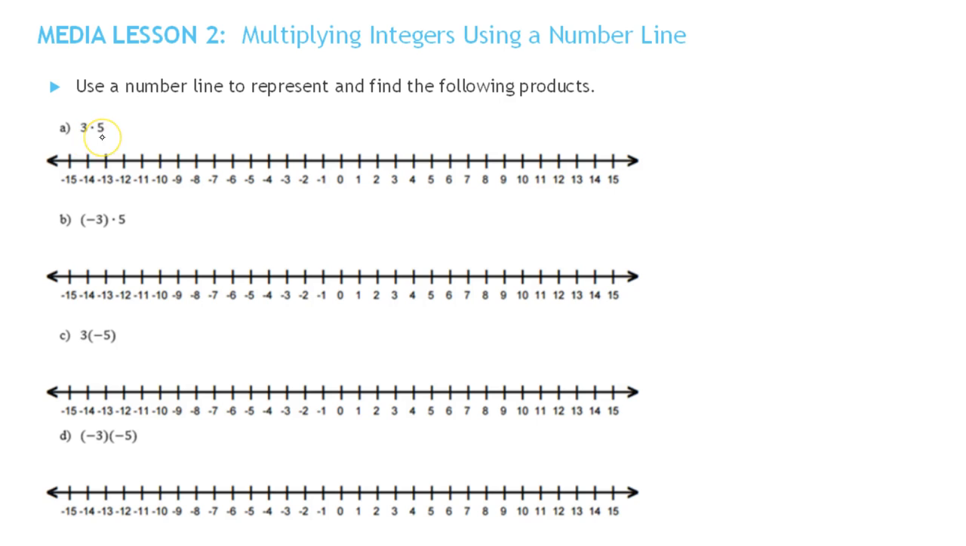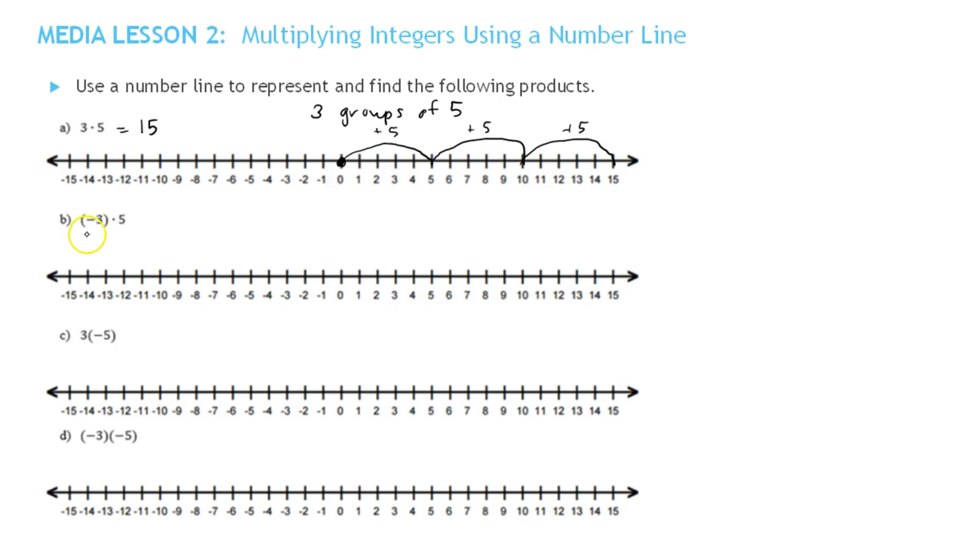So here we have 3 times 5. So this is 3 groups of 5. So I am going to start at 0, and now I'm going to add on 3 groups of 5. So here's one group of 5. From here I'm going to go another group of 5 to 10. And now we have one more group of 5. So this is plus 5, plus 5, plus 5. And notice our result is positive 15.